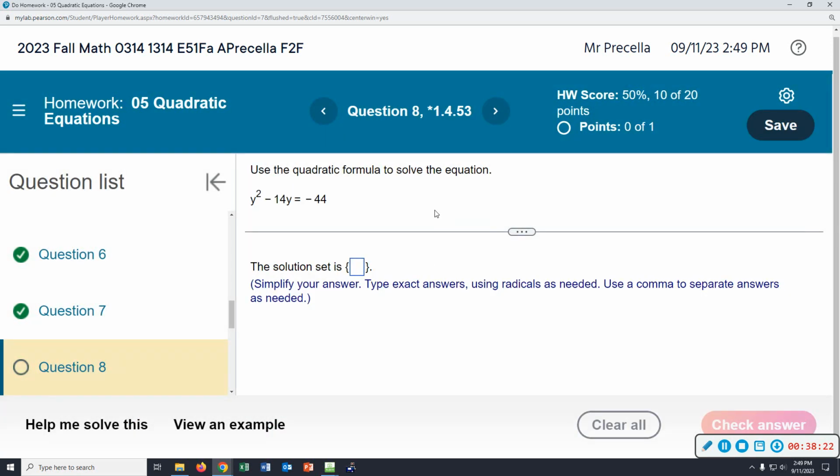Okay, here's number 8. It says, use the quadratic formula to solve this equation. Let me write it down. y squared minus 14y equals negative 44. y squared minus 14y equals negative 44. It says use the quadratic formula to solve this equation.